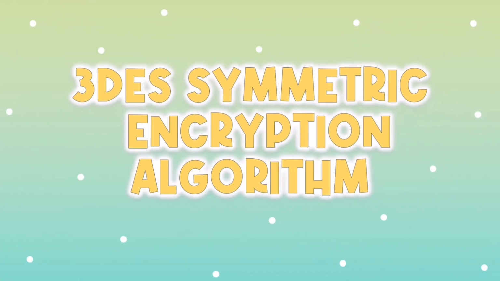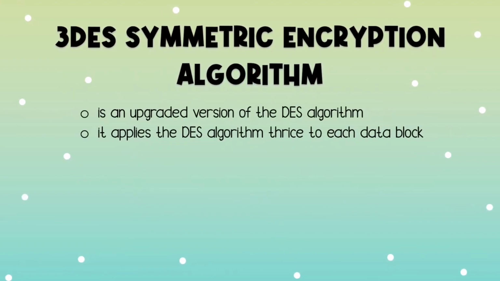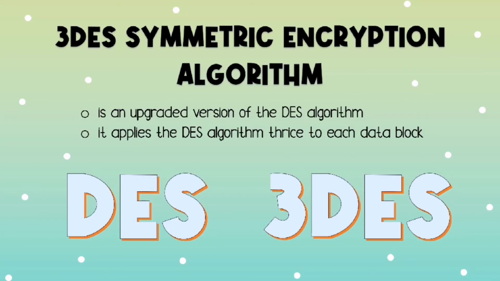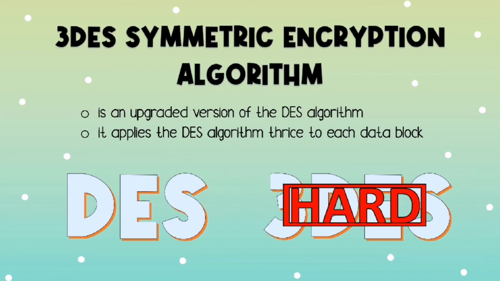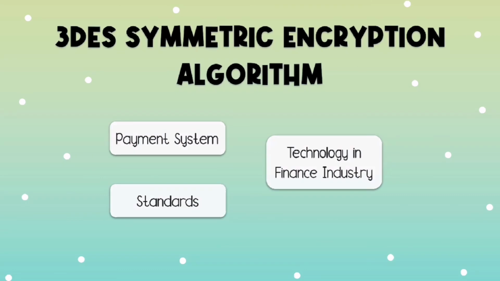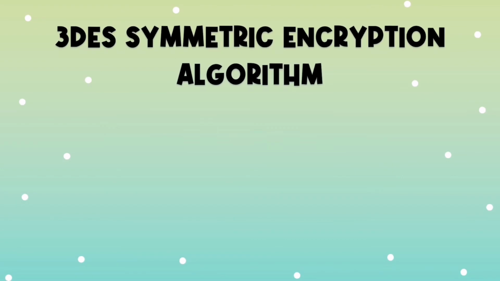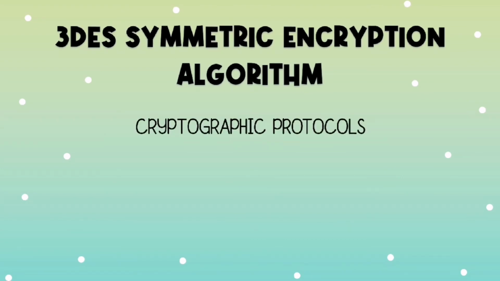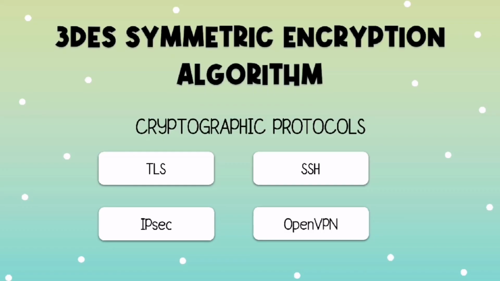Another is the 3DES symmetric encryption algorithm. 3DES is an upgraded version of the DES algorithm. It applies the DES algorithm thrice to each data block. As a result, this process made 3DES much harder to crack than its DES predecessor. It also became a widely used encryption algorithm in payment systems, standards, and technology in the finance industry. It has also become a part of cryptographic protocols such as TLS, SSH, IPsec, and OpenVPN.